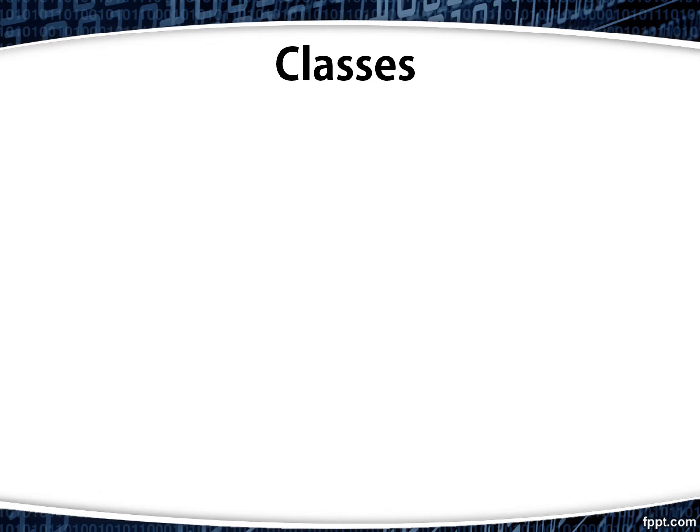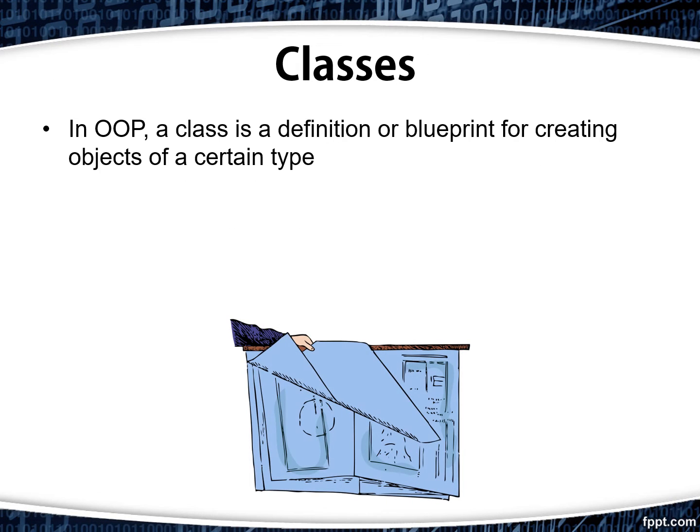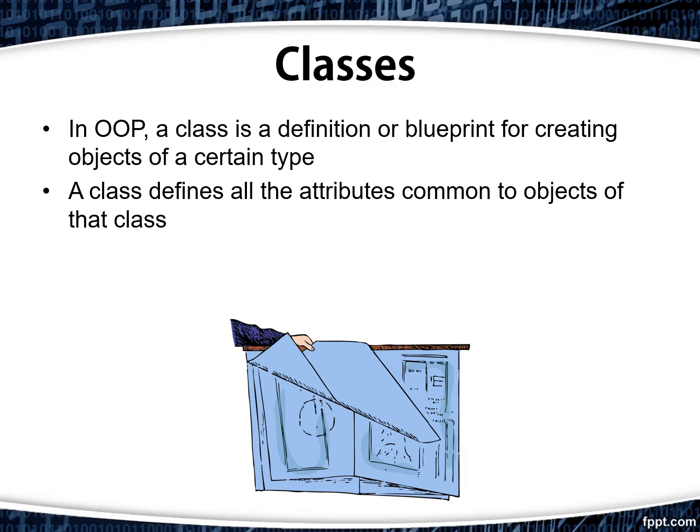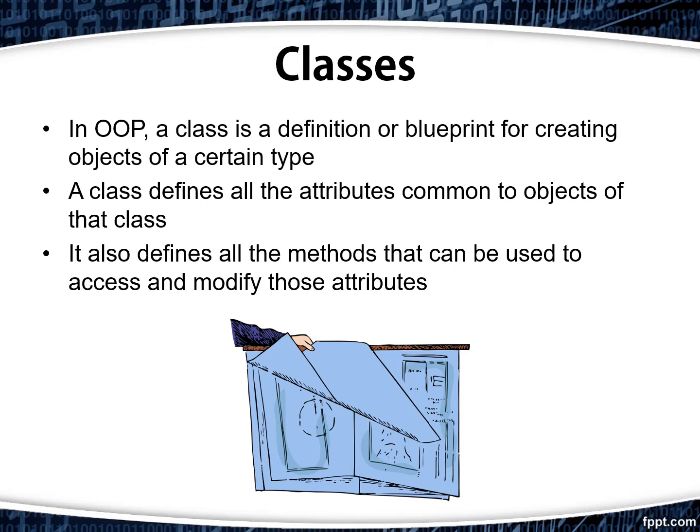In object-oriented programming, a class is a definition or blueprint for creating objects of a certain type. A class defines all the attributes common to objects of that class. It also defines all the methods that can be used to access and modify those attributes.